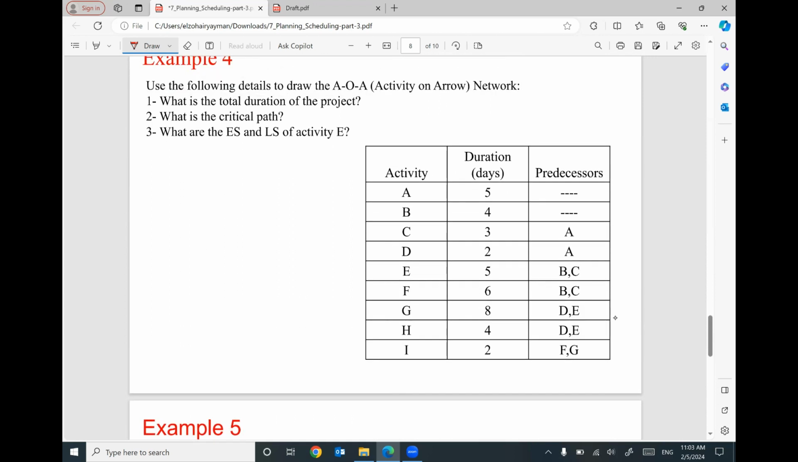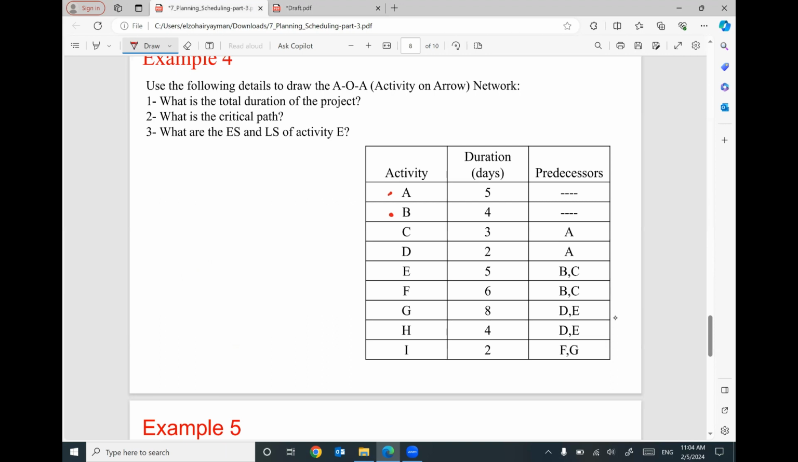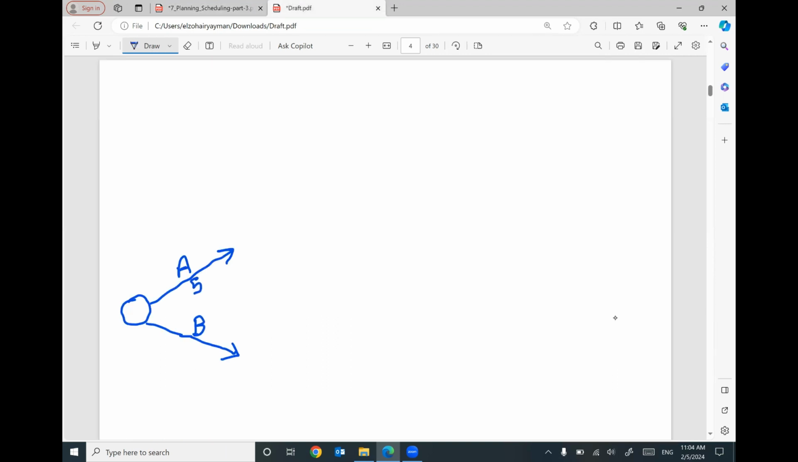So looks like we have activity A and B without any predecessors. So I will start my node here. I can rotate this one like this. Yes. So I can start a node here. This is the start of the project. I can put activity A and activity B as the start activities of this project. The duration of activity A is 5 and 4 for B. So we have 5 and 4.